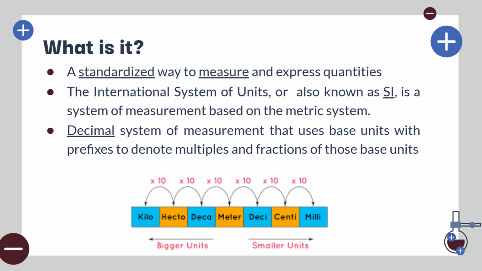To begin, the metric system is a standard way of measuring and expressing quantities. The International System of Units is a system of measurement based on the metric system, and these systems are based on a decimal system that uses base units with prefixes to denote multiples and fractions of those base units. So for the example here, we see that the unit in the middle is meters. This is our base unit and it increases or decreases by factors of 10. These new units are expressed with new prefixes like kilo or milli.